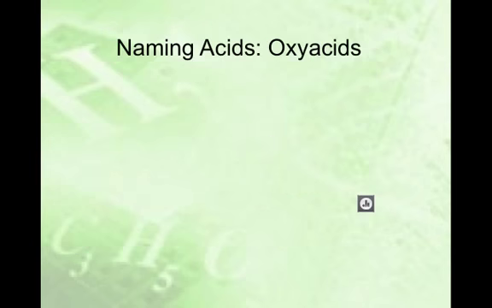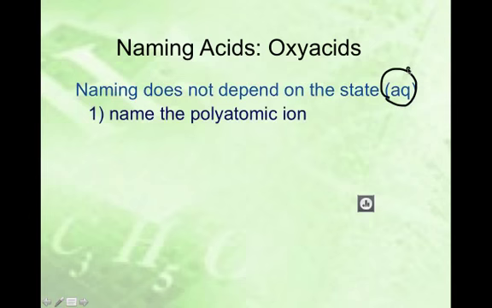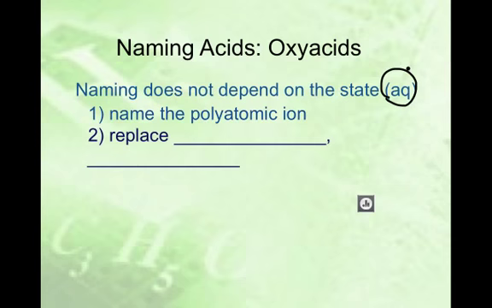All right, time for oxyacids. These have different naming rules. So if you see oxygen there, then first of all, it's always an acid no matter what state it's in. Right. So even if it's not aqueous, we still name it as an acid. So we have to figure out what polyatomic ion we have. And we're going to replace something that says ate with the ending ic.